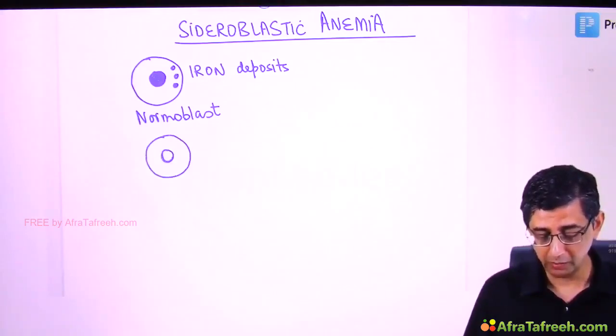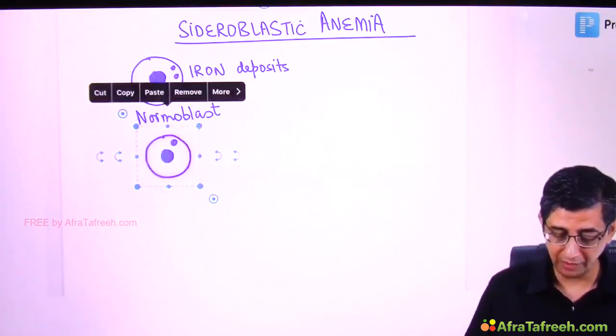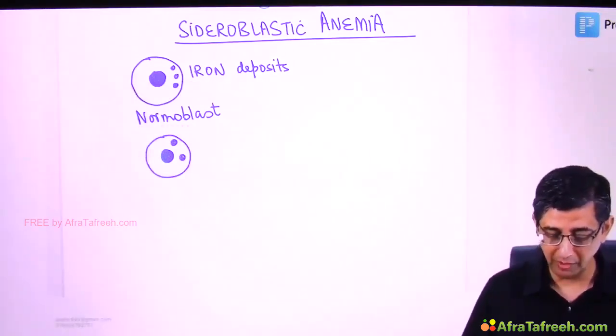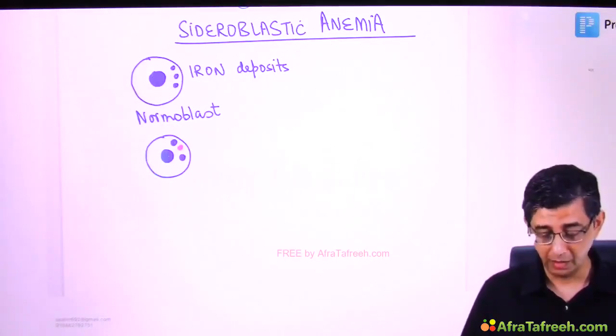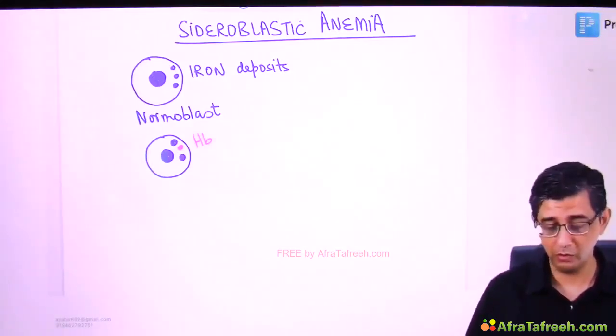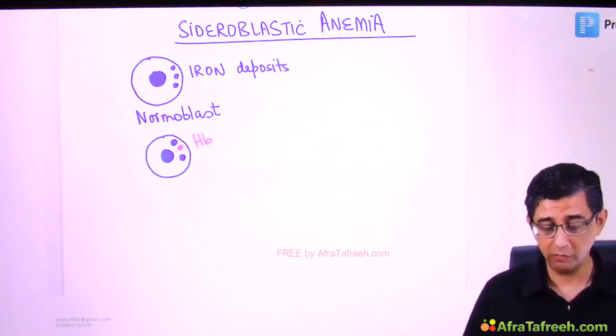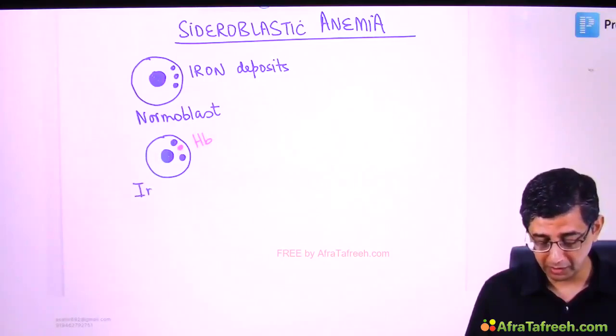Remember, I'm discussing normal at the moment, but now you will notice that I have significantly reduced the amount of iron deposits here, and you can see that I've introduced a pink color because now hemoglobin synthesis has started. In fact, what I am teaching you at the moment is itself an MCQ: in which stage of normoblastic development does hemoglobin appear?